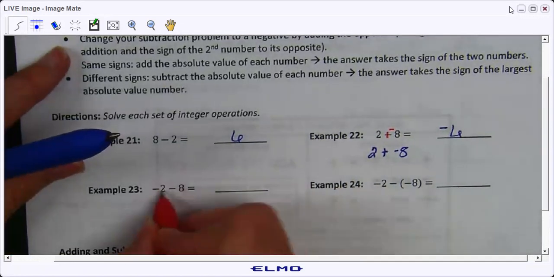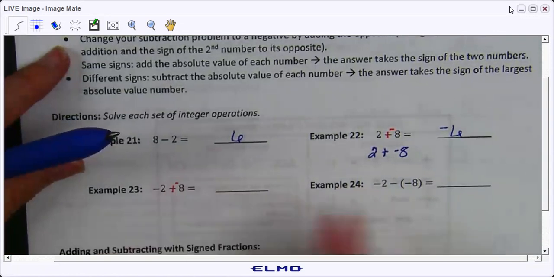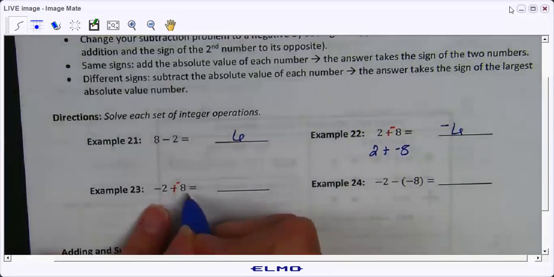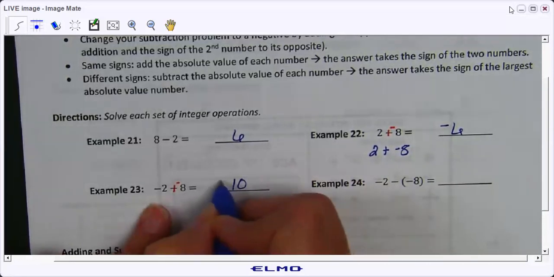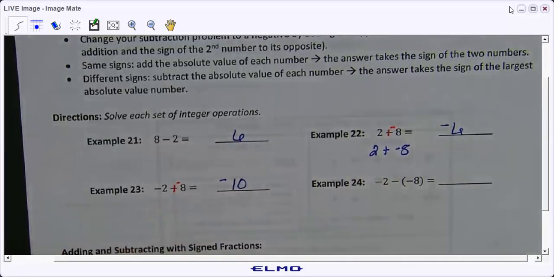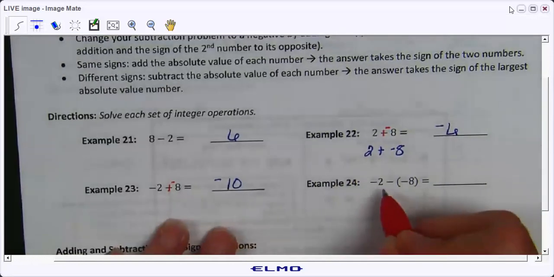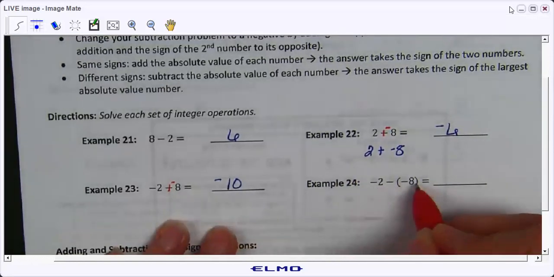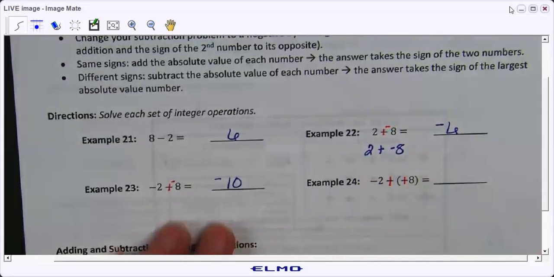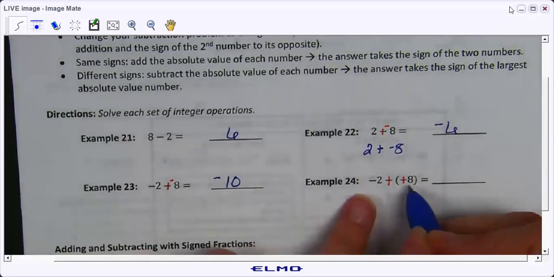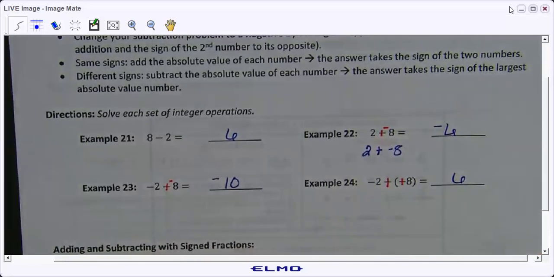-2 minus 8, I'm going to change it to -2 plus a -8. My signs are the same, so I add them and I get 10. Both numbers are negative. My answer is negative. I'm going to change this one from -2 minus a -8 to -2 plus a positive. So I just keep, change. Now both my signs are different, so I subtract. My bigger number is positive, so my answer is positive.